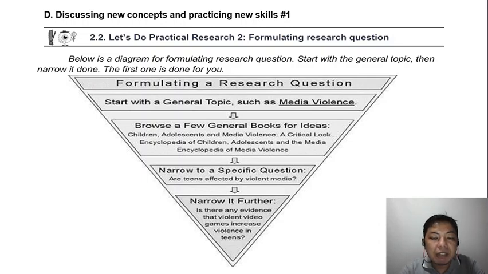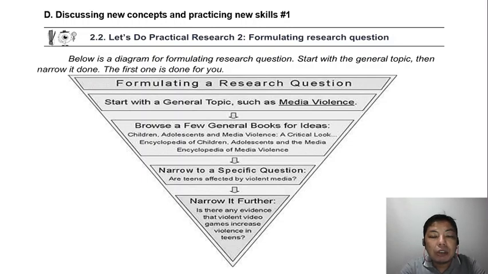Now, is there any evidence that violent video games increase violence in teens? So, siguro yun na yung pinaka-narrow na pwede nating makuha when we are talking about media violence. So that is the example given using the inverted pyramid in helping you narrow down your research questions.